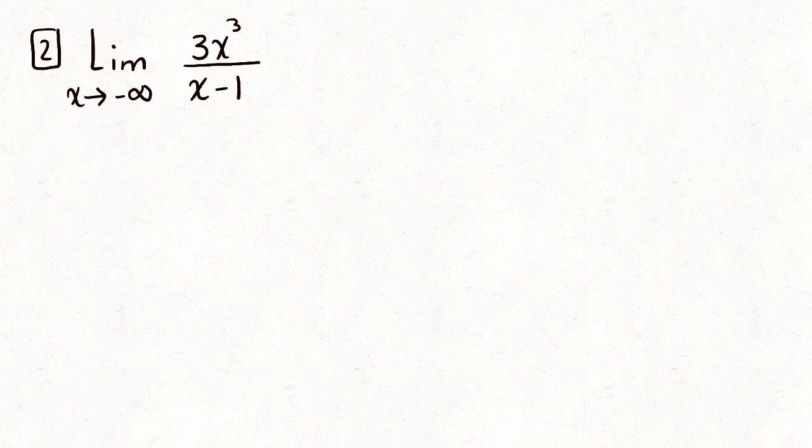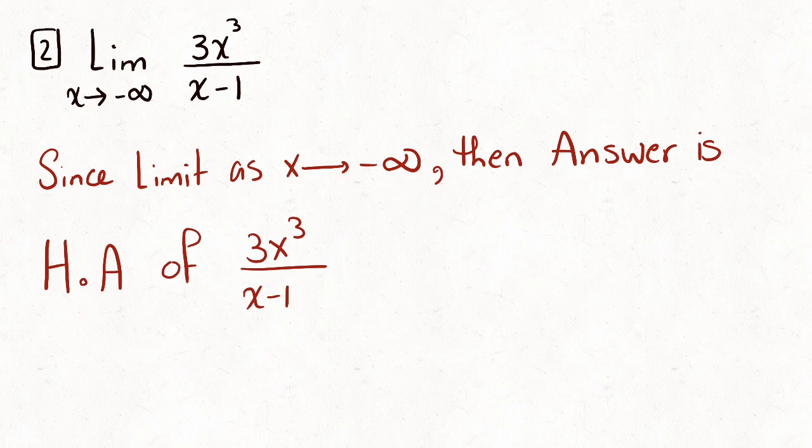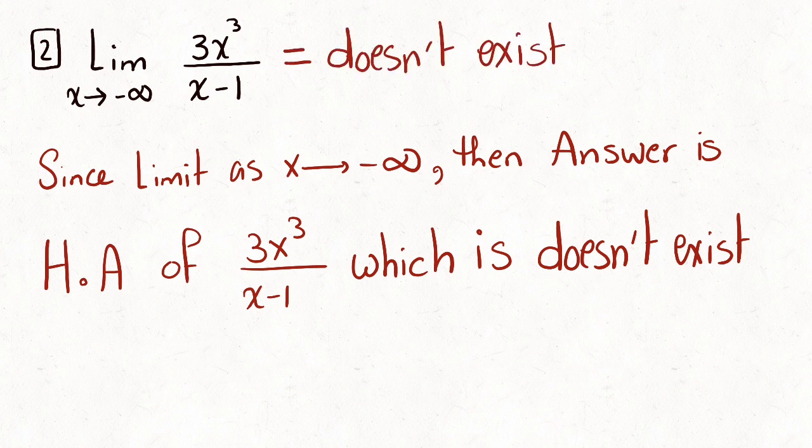Find the limit of 3x cubed divided by x minus 1 as x goes to negative infinity. Now, the degree of the numerator is 3, the degree of the denominator is 1, and we notice that the degree of the top is bigger than the degree of the bottom. Thus, basically, the horizontal asymptote doesn't exist, and so the limit. But if you simplify, the limit will go to positive infinity.